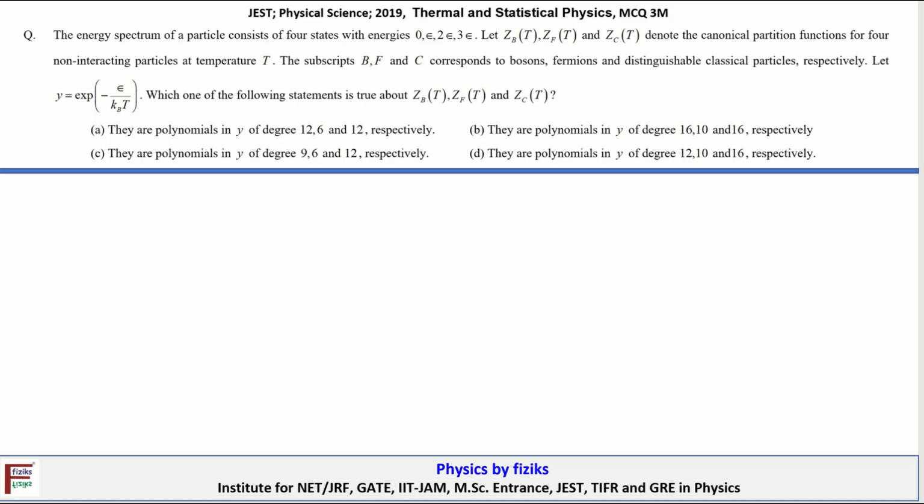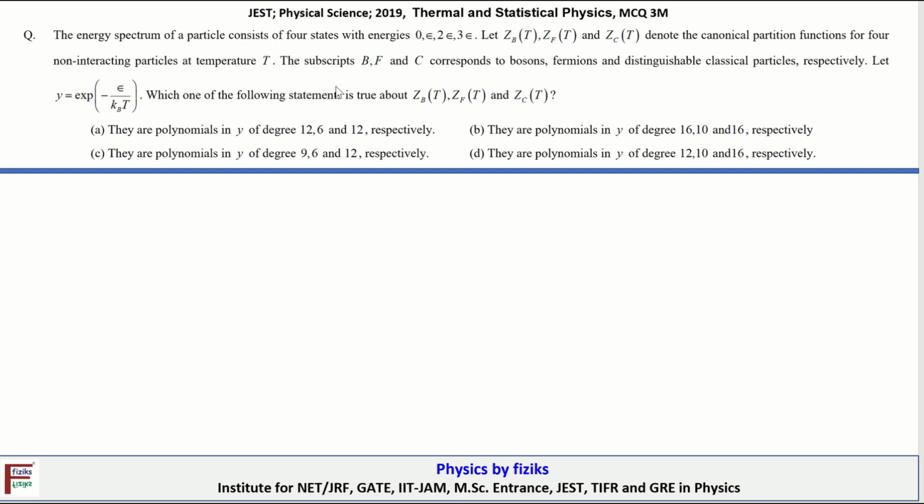So let's continue with the next problem. The statement is: the energy spectrum of a particle consists of 4 states with energies 0, E, 2E and 3E. Let ZB(T), ZF(T) and ZC(T) denote the canonical partition function for 4 non-interacting particles at temperature T. The subscripts B, F and C correspond to boson, fermion and distinguishable classical particles respectively. Let y is equal to exponential minus E by kT. Which one of the following statements is true about ZB, ZF and ZC?